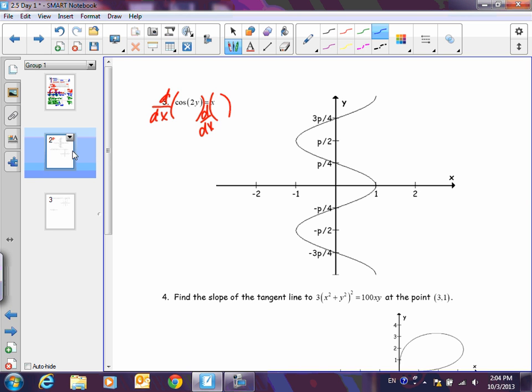And on Monday, we're going to talk more about the graphs and how they relate to the problem.